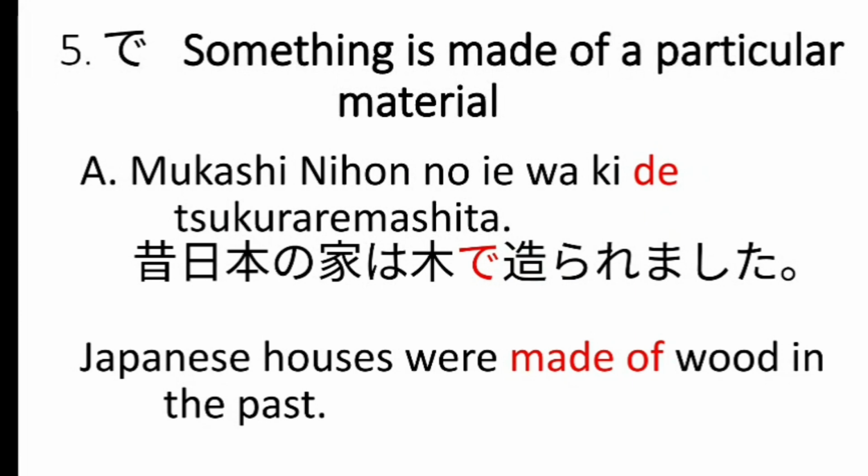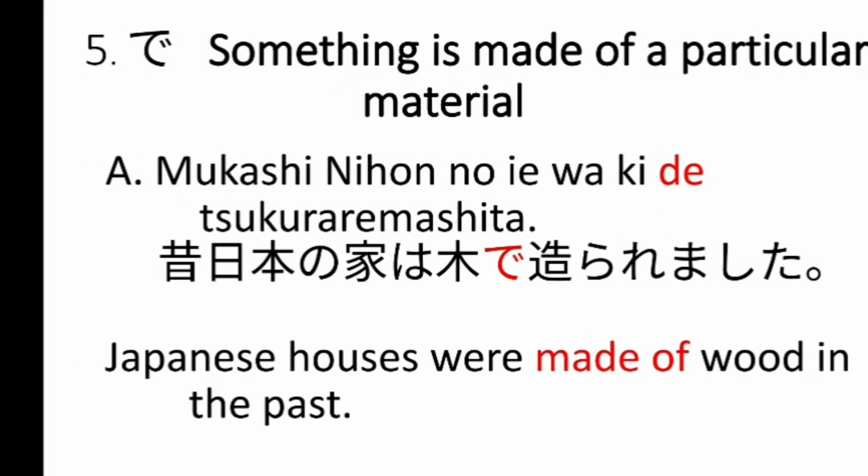After the material, what is the material? The wood. So we have in here, 昔日本の家は木で. So ki is tree or wood. So in this case, it's wood. So we have Japanese houses were made of wood in the past. 昔日本の家は木で作られました. That is our fifth one.